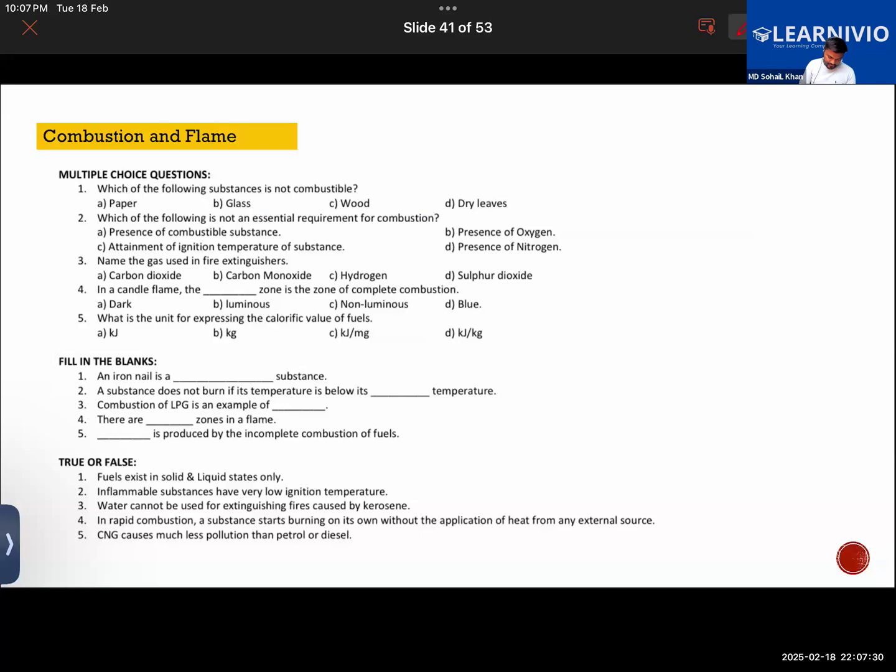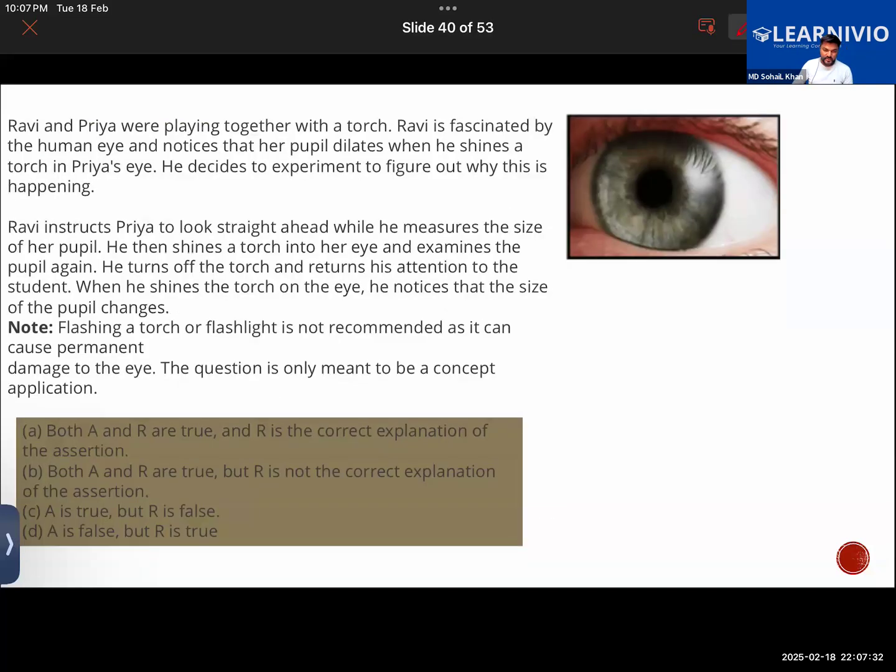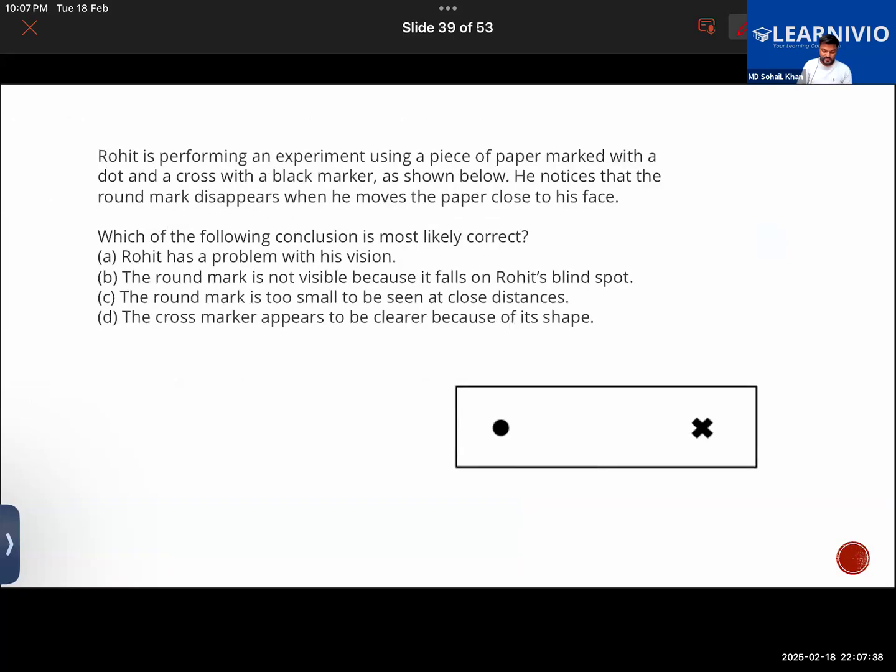Now do one thing. Read the question quickly. After this, we'll be continuing with that. Okay, hold on. There was this question that was left. Rohit is performing an experiment using a piece of paper marked with a dot and a cross with a black marker. He notices that the round mark disappears when he moves the paper close to his face. In fact, we have done a similar activity in the class, I think. So is he having some problem in his vision? Or what exactly is the reason?